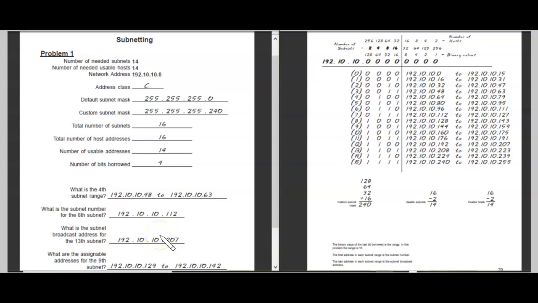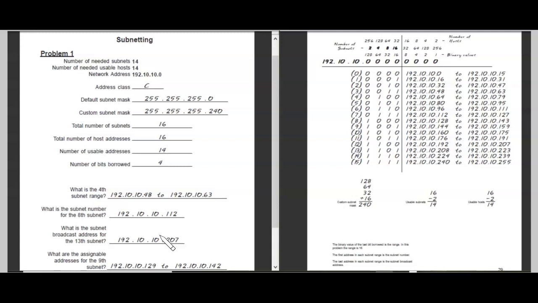Okay, now that we know how to do custom subnet masks, now we can move on to the subnetting part. When we do the subnetting, what we're doing is we're creating ranges. We always have to do the custom subnet part before we can move on to the ranges because we have to know what to count by.